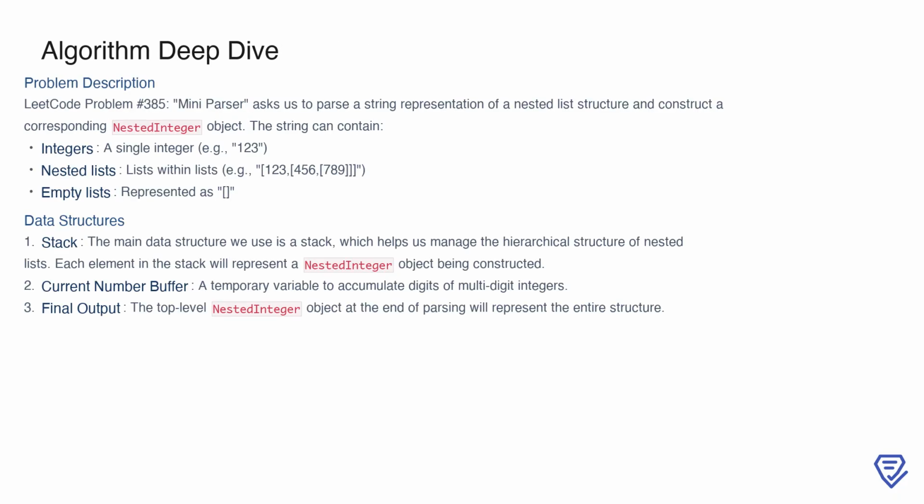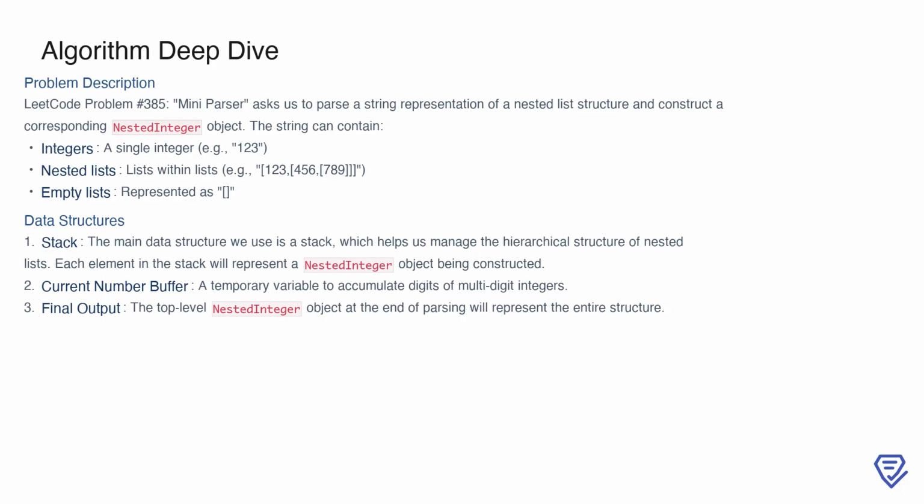The problem we are solving is LeetCode number 385, titled Mini-Parser. It requires us to parse a string representation of a nested list structure and construct a corresponding nested integer object. This string can represent three types of data: a single integer like 123, nested lists such as [123,[456,[789]]], or even empty lists denoted by [].